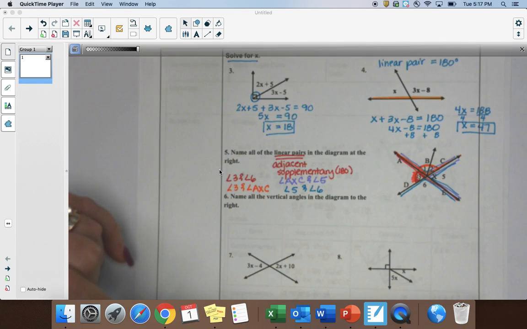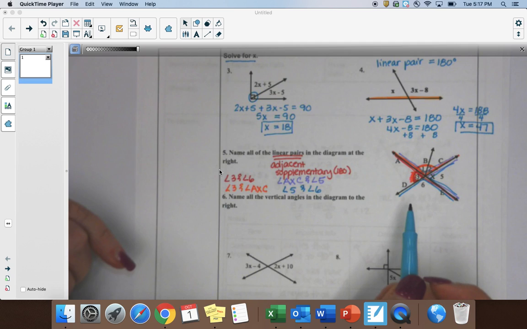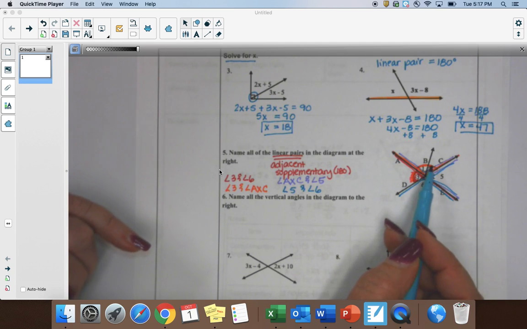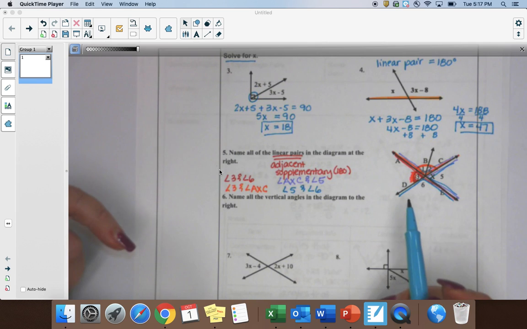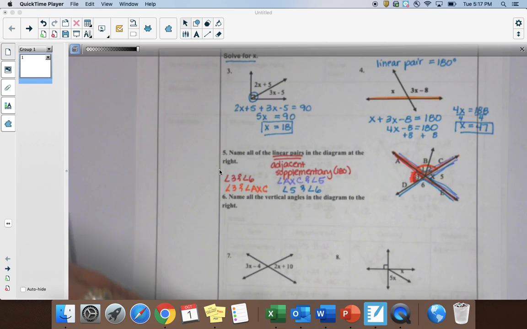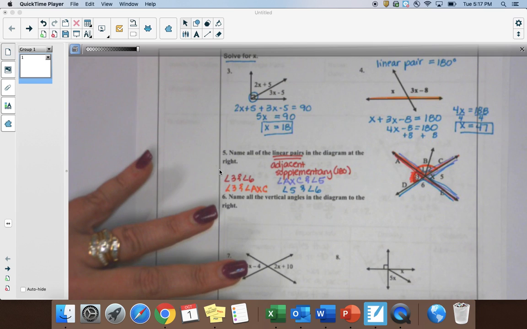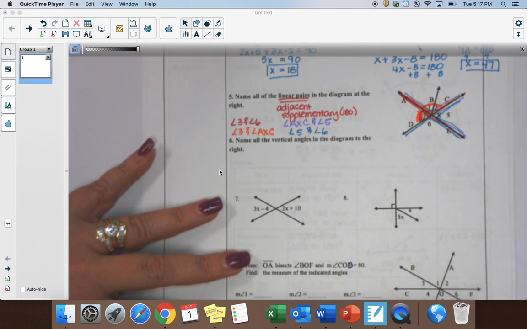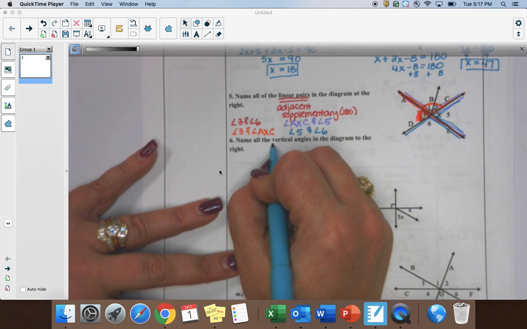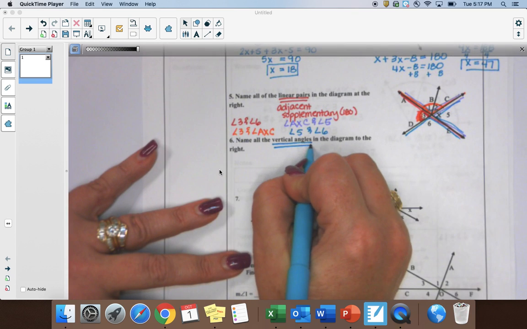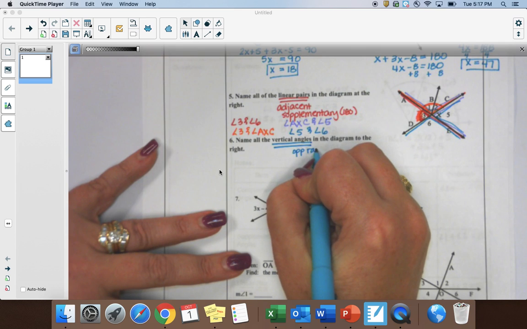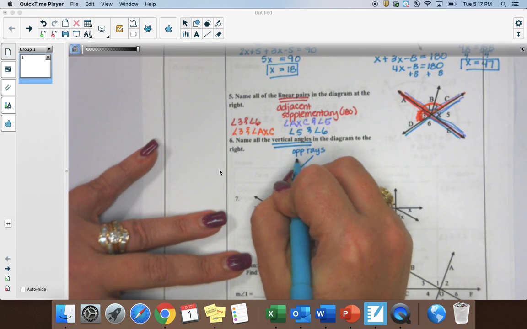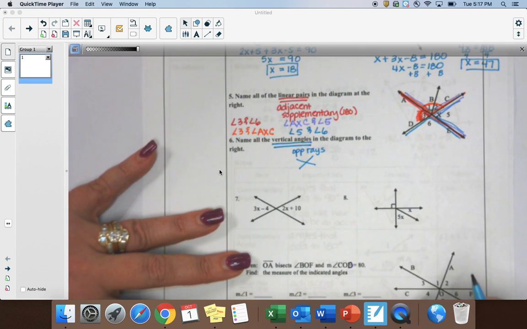Okay, so we can name them with numbers or letters depending on what we need, but we can't say 1 and 2 and 3, or we can't say 1 and 2 and 5. It's a pair of 2. Okay, so that's linear pairs. Then we also have vertical angles. So vertical angles, remember those are angles that are formed by opposite rays. So we're looking for those angles that look like X's.